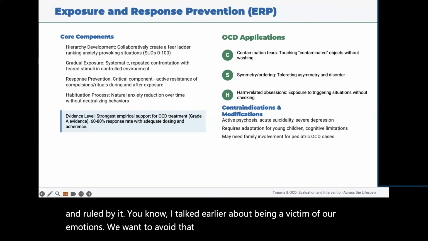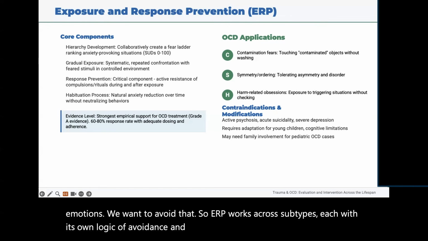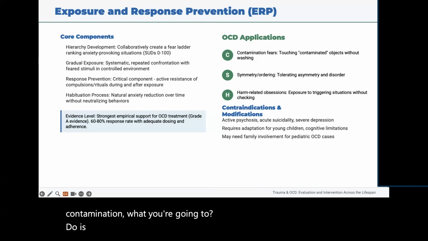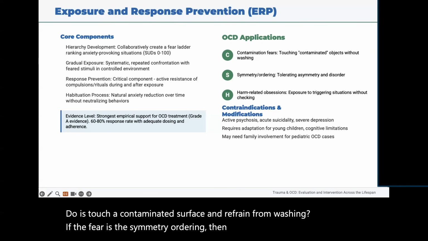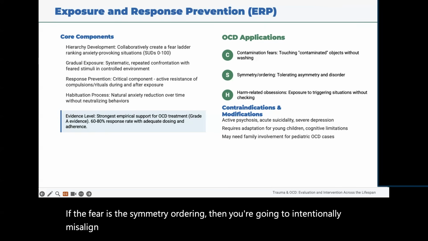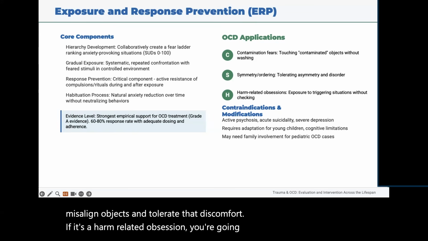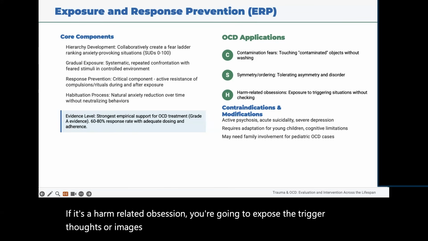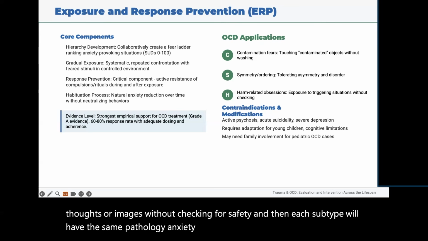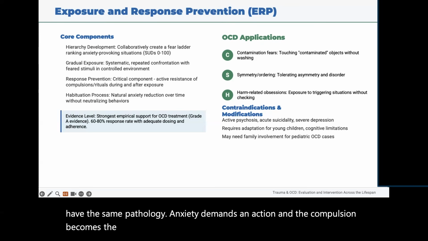So ERP works across subtypes, each with its own logic of avoidance and reassurance seeking. If the fear is contamination, you're going to touch a contaminated surface and refrain from washing. If the fear is symmetry or ordering, then you're going to intentionally misalign objects and tolerate that discomfort. If it's a harm-related obsession, you're going to expose the trigger thoughts or images without checking for safety. And each subtype has the same pathology: anxiety demands an action, and the compulsion becomes the counterfeit cure.